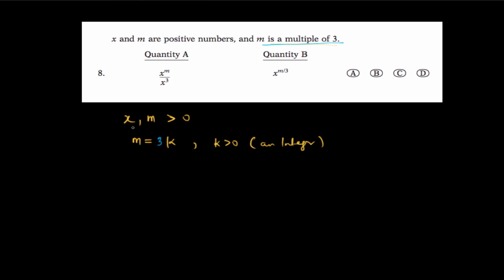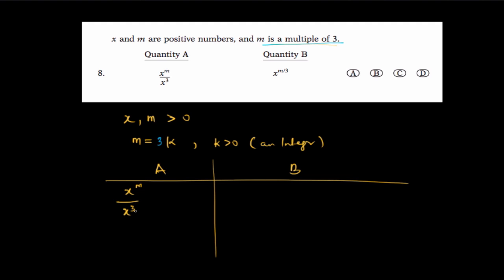Alright, so let's go ahead and solve this. Since we have m equal to 3 times k, we want to determine the relationship between quantity A and quantity B. So quantity A is x to the power m divided by x to the power 3. Now this is going to give us x to the power m, and m, according to what we have, is 3k, divided by x to the power 3.